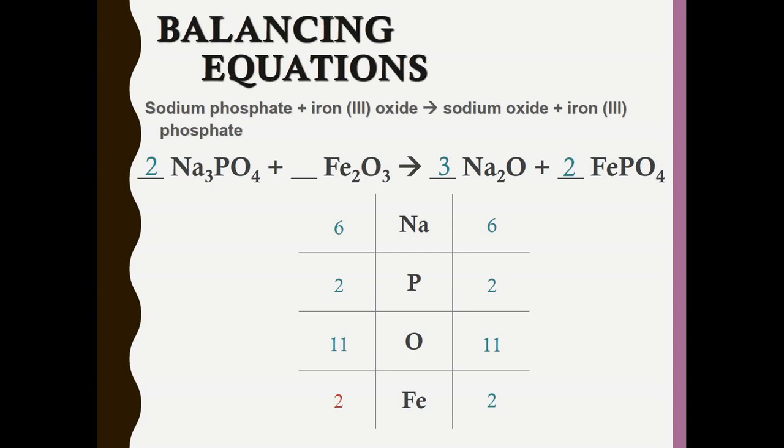Now for the last one, iron phosphate, if I write down a 2 in front of iron phosphate, my number for oxygen changes, my number for iron also changes, and the number of phosphorus also changes. So after writing down all these coefficients, all of the elements are now balanced. So the final answer is going to be 2 Na3PO4 plus 1 Fe2O3 yields 3 Na2O plus 2 FePO4. That is going to be your final answer.